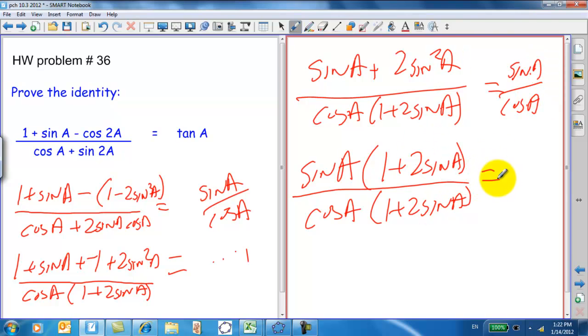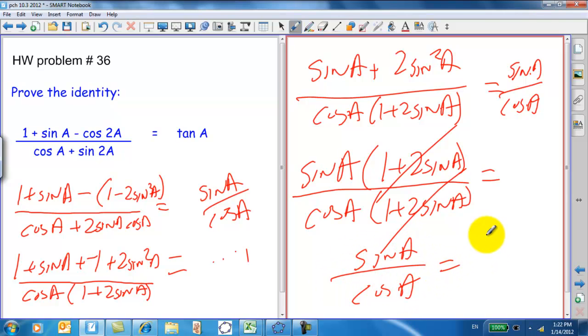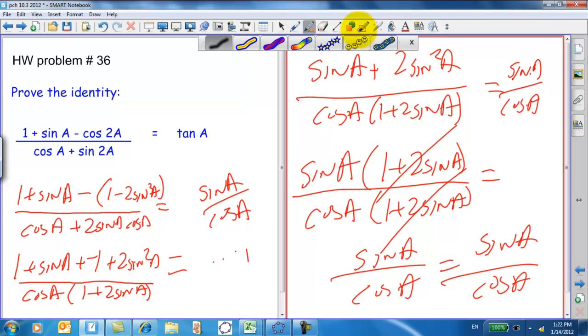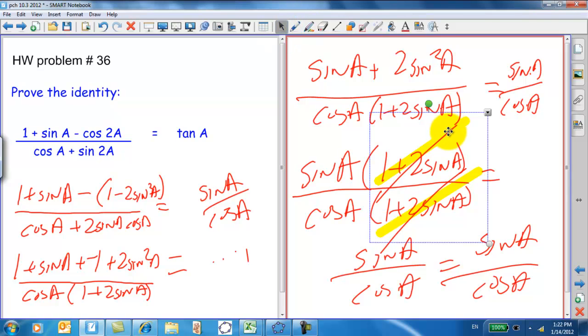The 1 plus 2 sine a's cancel out. Whoosh, whoosh. And we get the sine of a over the cosine of a equals the sine of a over the cosine of a. Sorry, I did all the wrong slashing on that. Whoosh. Okay. All right.